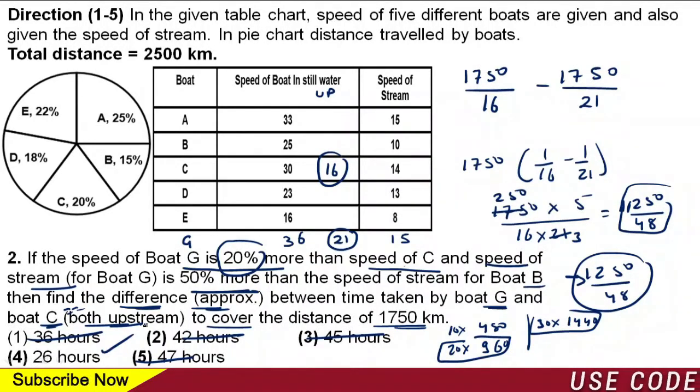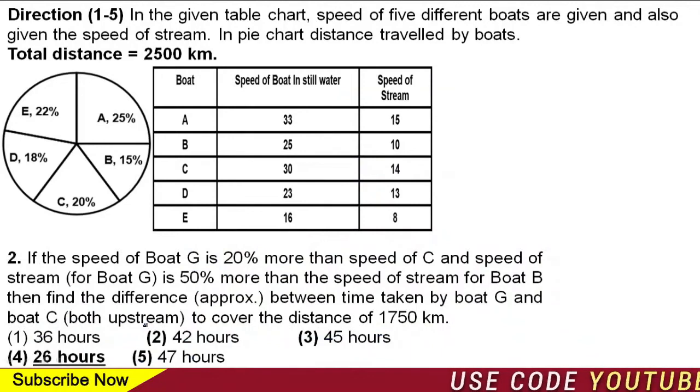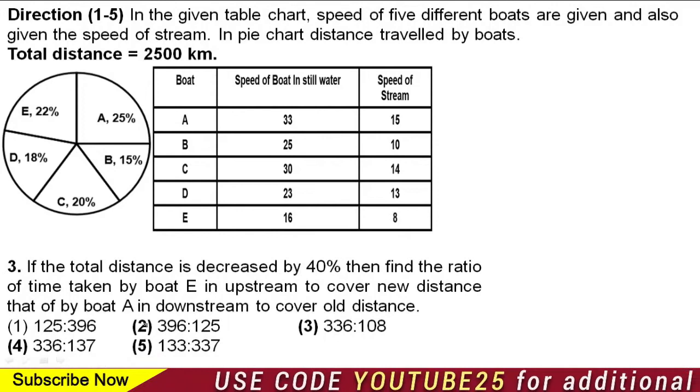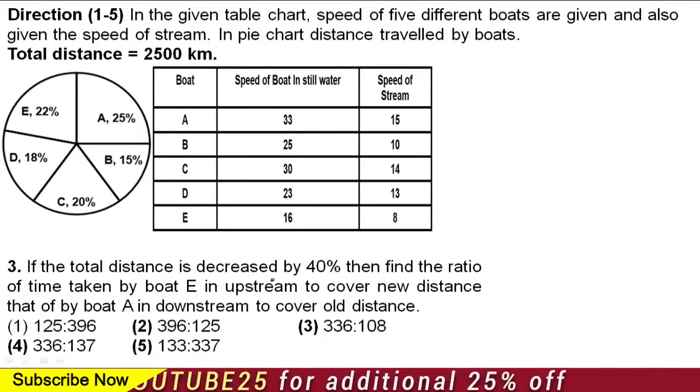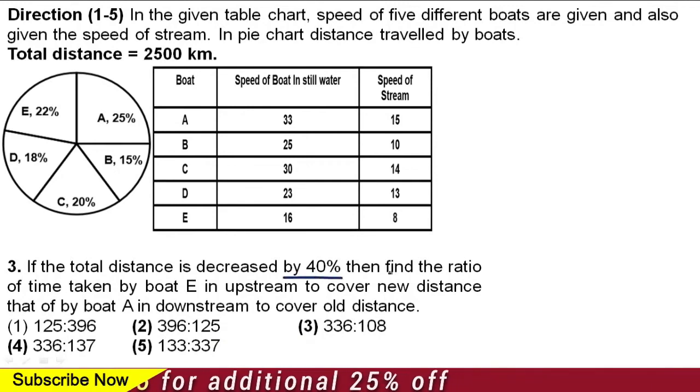So many a times a lot of calculation can be avoided if you have a look at the options, and then you can eliminate the unnecessary ones. Let's have a look at the third question. If the total distance is decreased by 40%, then find the ratio of the time taken by boat E in upstream.